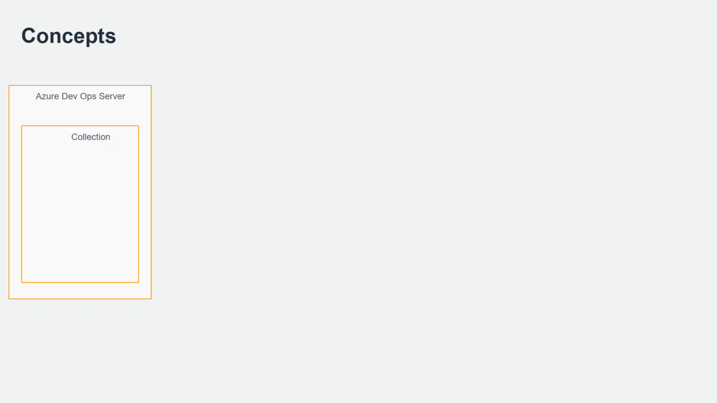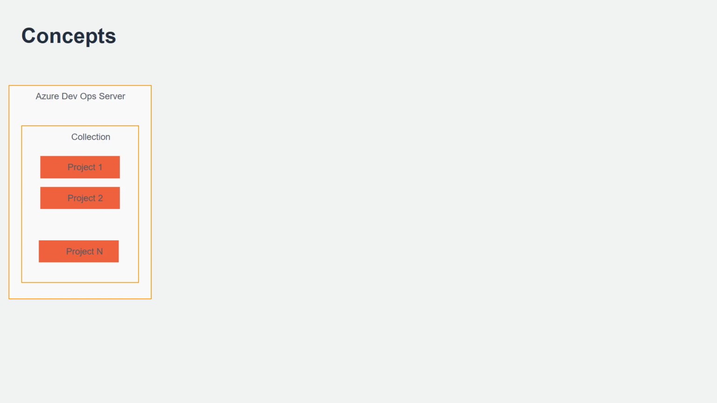Let's first try to understand the concepts behind Azure DevOps Server, some of the terminologies, and how it works. So you have this Azure DevOps Server. It could be on your on-premises, it could be in our lab environment, maybe it's the Azure hosted DevOps server. There is something called a collection. Inside a collection, you can have multiple projects.